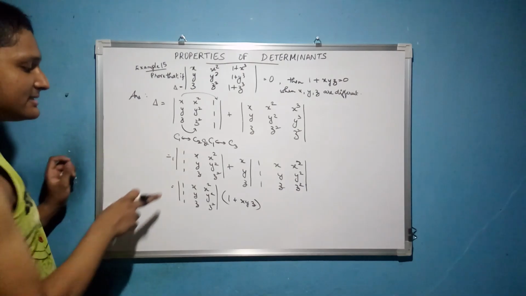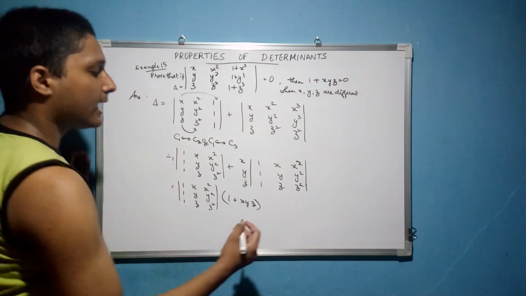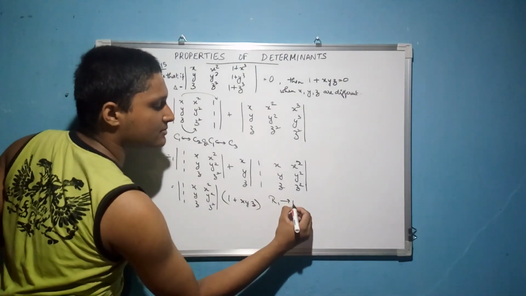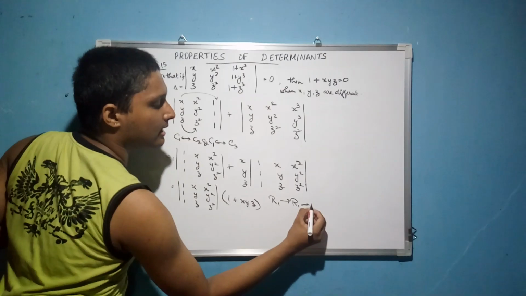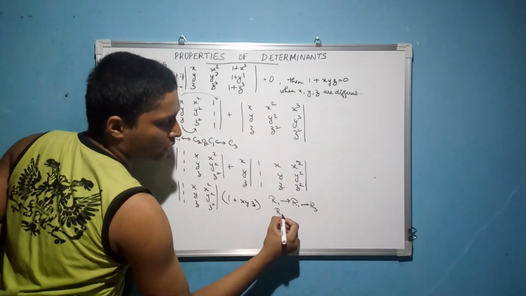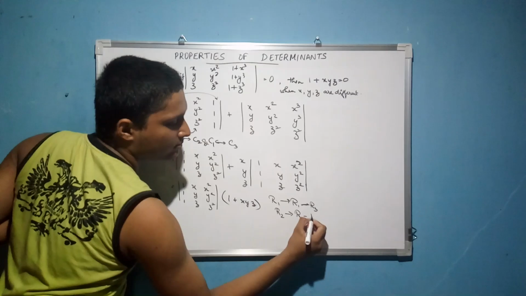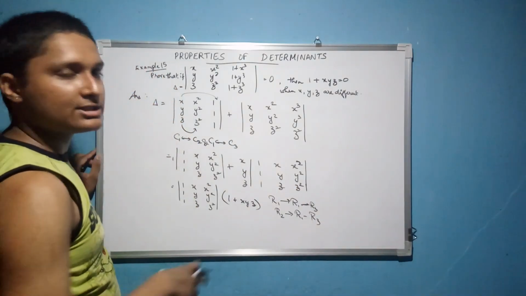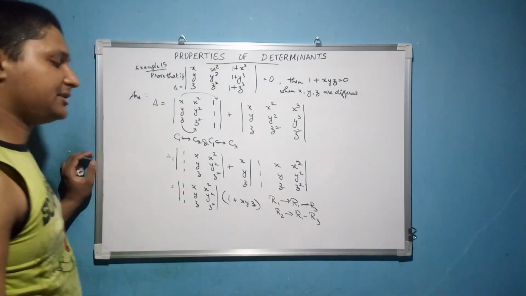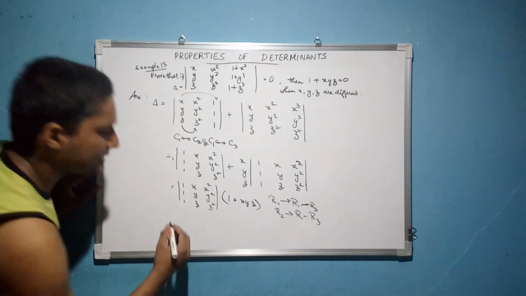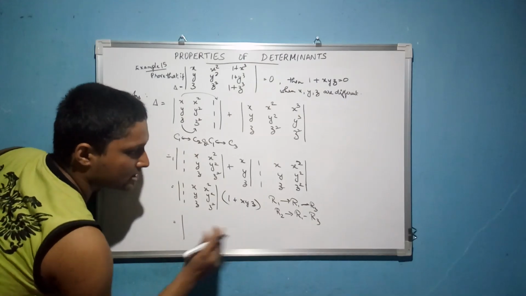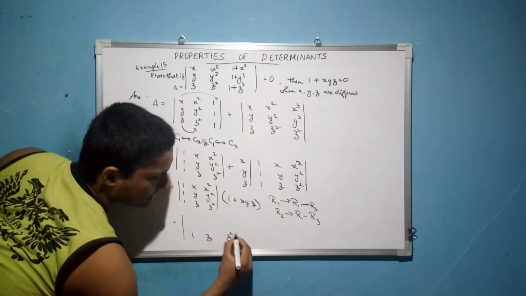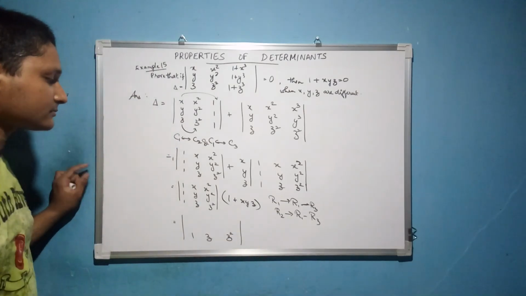Rather than expanding, since I have all ones here, I'll do some other operation. I'll take R1 becomes R1 minus R3, and R2 also becomes R2 minus R3. Since R3 is not going to change, I can subtract R3 in both cases. So what do we see? Since R3 is not changing, I'll just write that: 1, z, z square. Okay, that much we got.